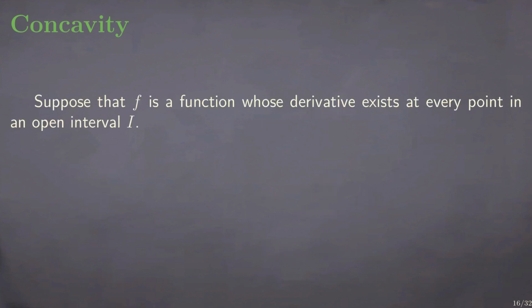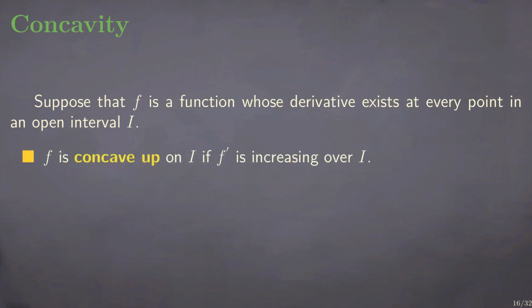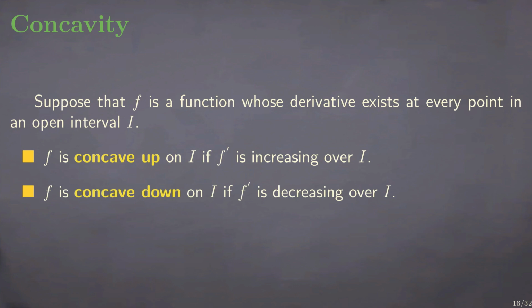So now suppose that f is a function that has a derivative at every point in an open interval I. Then we say that f is concave up on I if the derivative of f is increasing over I, and if the derivative of f is decreasing over I, then we call f concave down.